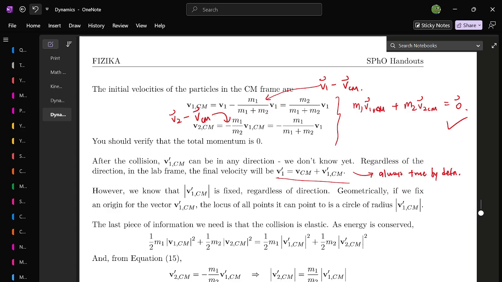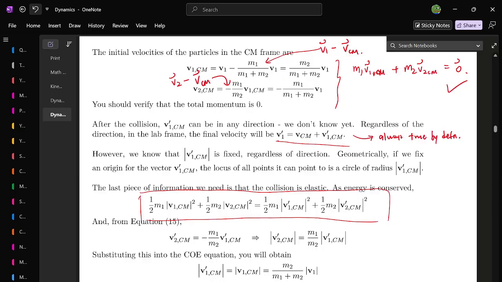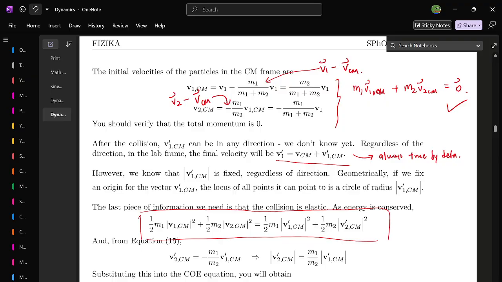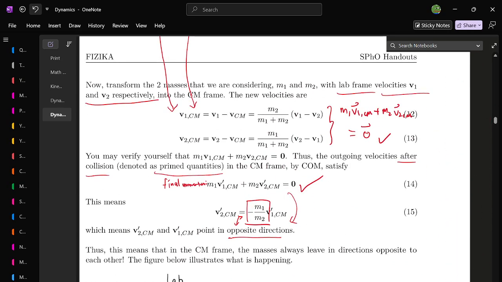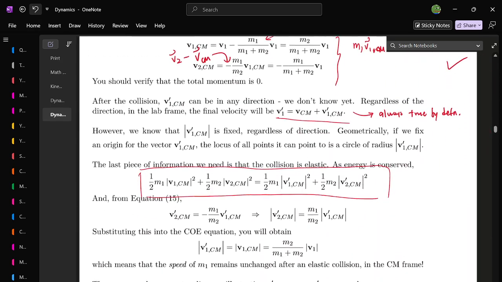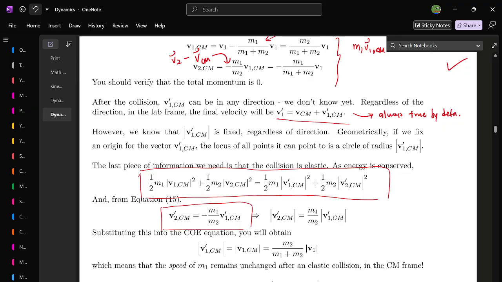But the good news is, because the collision is elastic, energy is conserved, and we can write this in the CM frame. So this holds in the CM frame. And you also have equation 15 here that relates v2 prime CM to v1 prime CM. Then by taking the modulus of both sides, you will get this. And by substituting this into this, you can simplify a whole bunch, and you will eventually get that v1 CM prime equals v1 CM, equals m2 over m1 plus m2 times v1, in terms of magnitude.